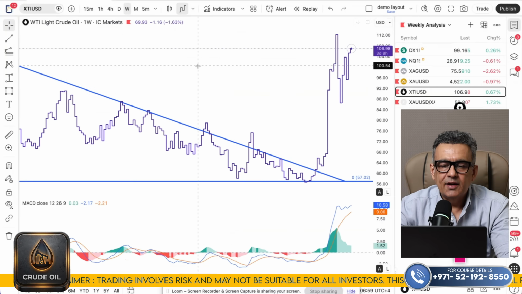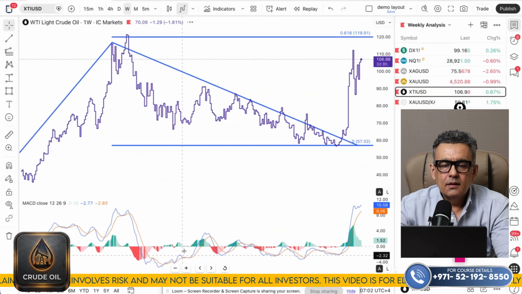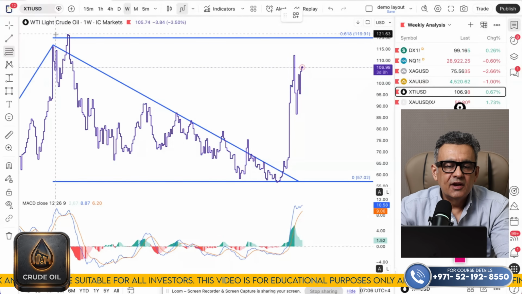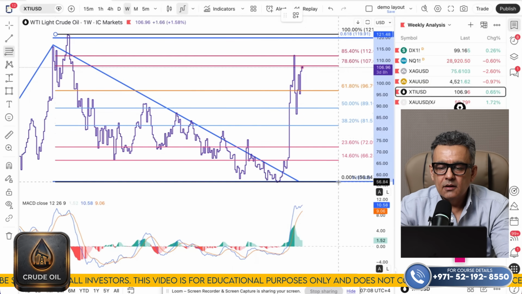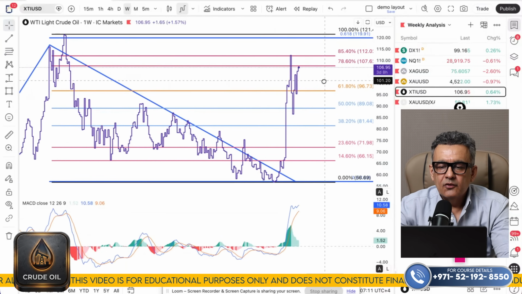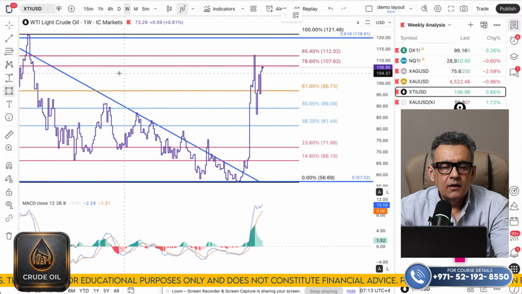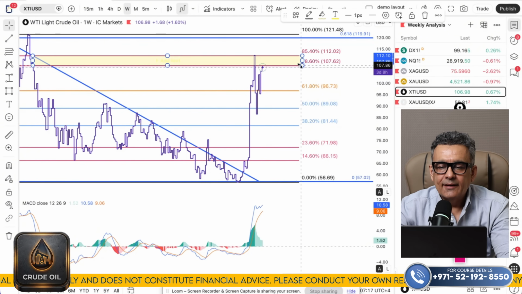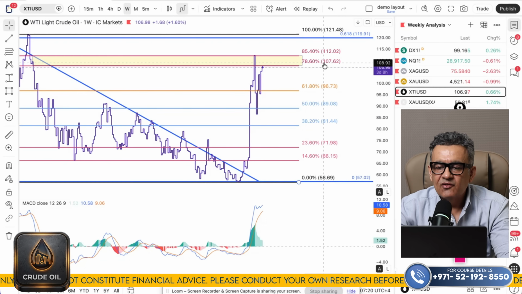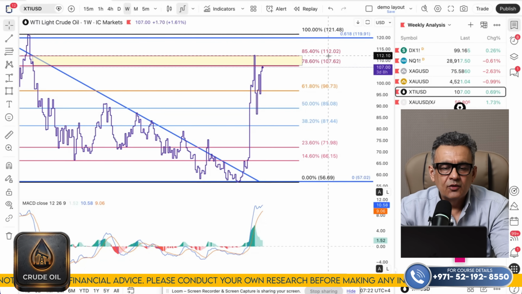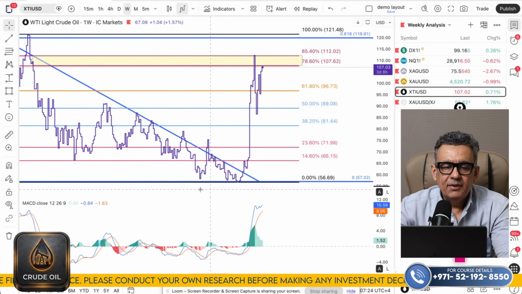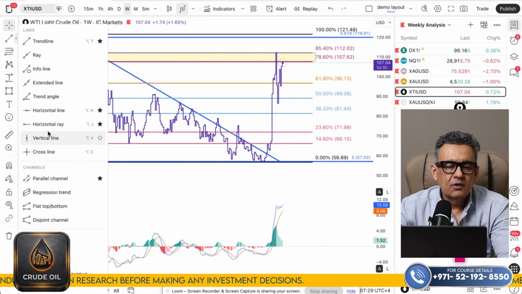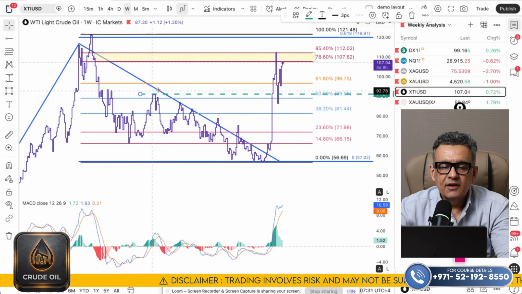And on the weekly frame, I'm going to mark the reverse Fib retracement from the previous high to the current low. So we have the important area of resistance between 78 to 85 of this leg, which ranges between 107.62 to 112.02. And based on the breakout, I'm going to mark the breakout structure level here. So here I'm going to apply the breakout structure.